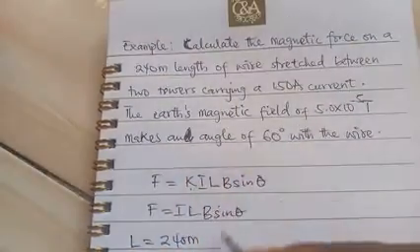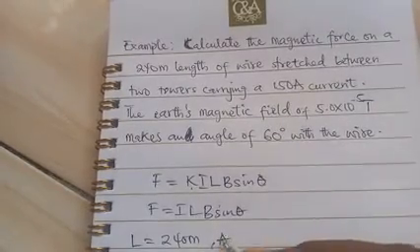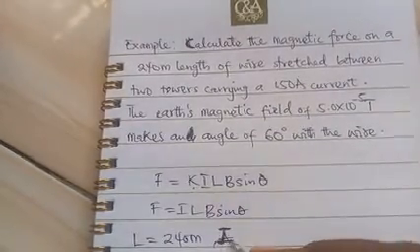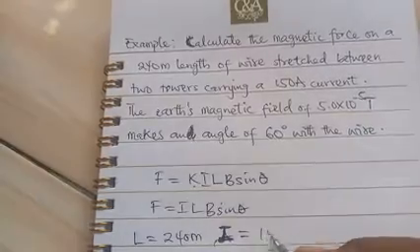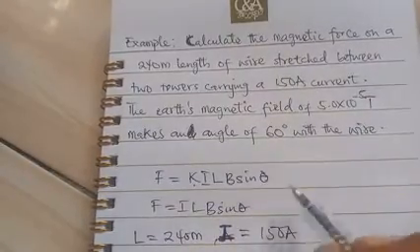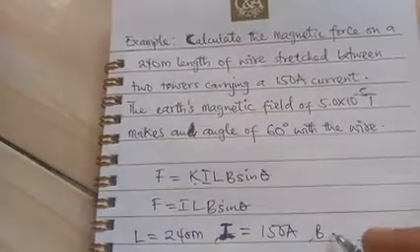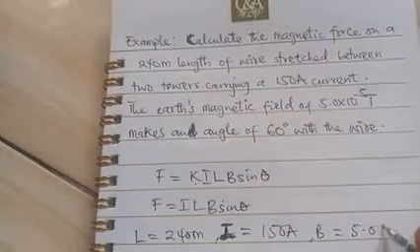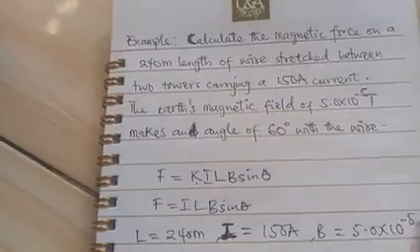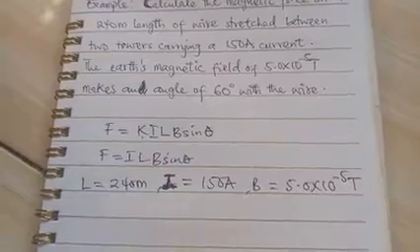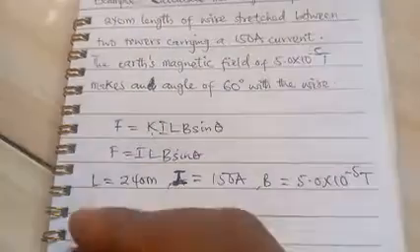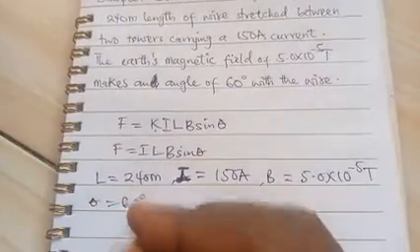So here in this question, it says the length L is 240 meters stretched between two towers. The current I is 150 ampere. The magnetic field B is 5.0 times 10 raised to power minus 5 Tesla. And the angle theta is 60 degrees.